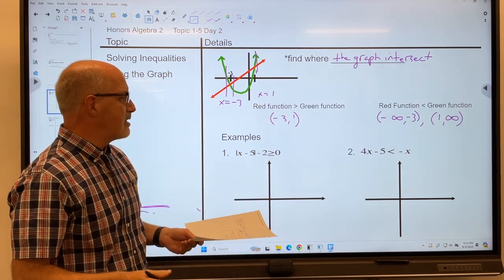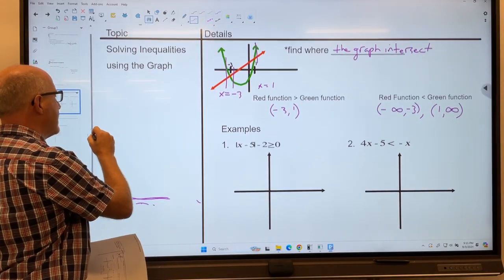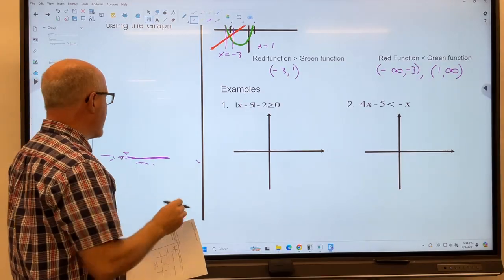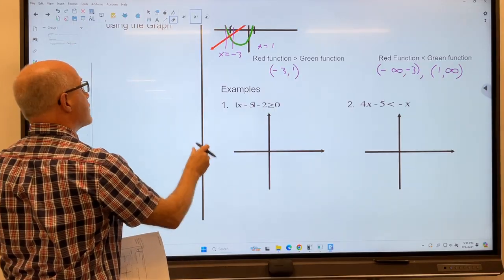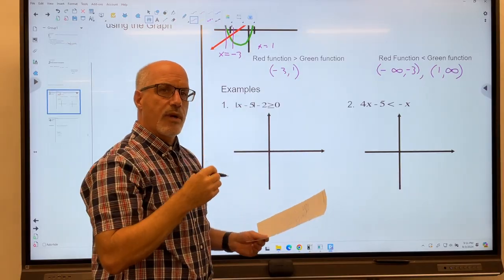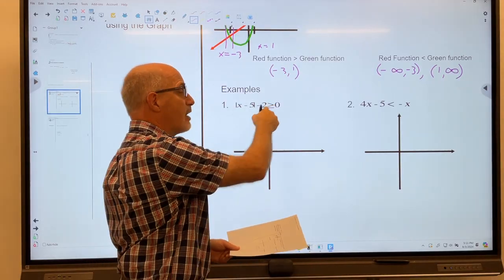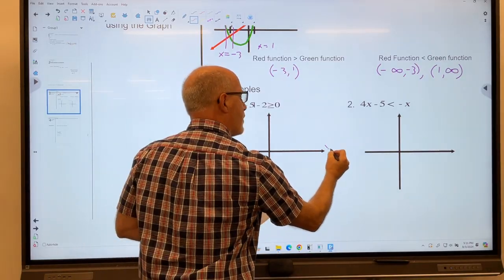Now let's look at some examples of how we can use the graphs in order to solve an inequality. We've got an absolute value here. We're going to talk about this graph by looking at what the graph looks like and then comparing it to 0, which is the x-axis. Okay, so let's go ahead and graph this.